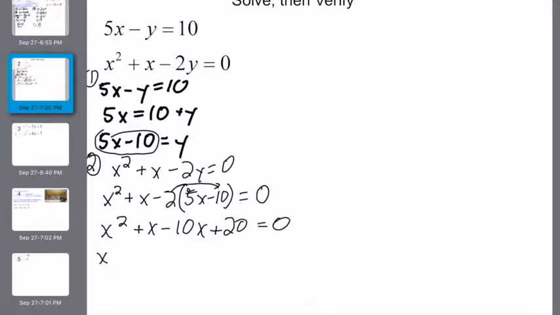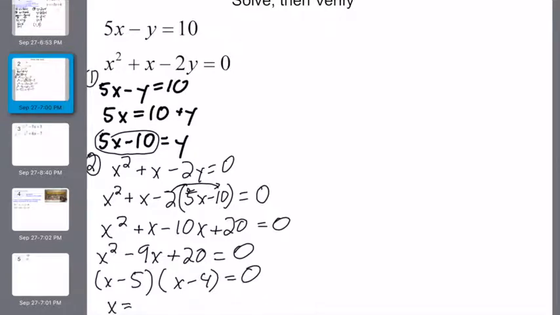Simplify further, combining like terms, we get x squared minus 9x plus 20 equals 0. So where our factoring comes in, again, we want to see what multiplies to give me 20 and adds to give me negative 9. Well, that's going to be a negative 5 and a negative 4.